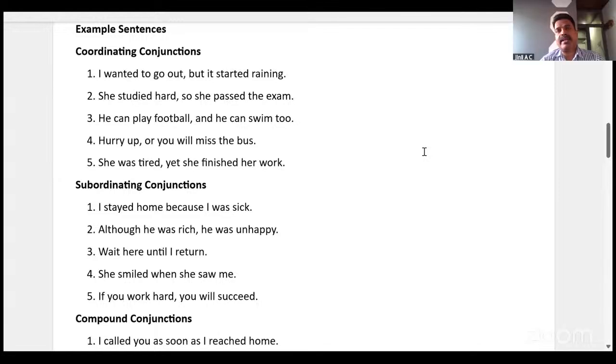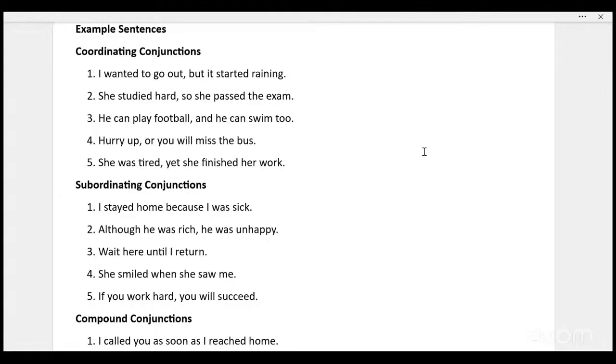So they are the conjunctions. In the first sentence, you can see but is the conjunction. If you avoid that but, what are the other two parts? I wanted to go out is one part. It started raining is another part. These two parts are actually main clauses. We are just using but in the middle. So: I wanted to go out, but it started raining.